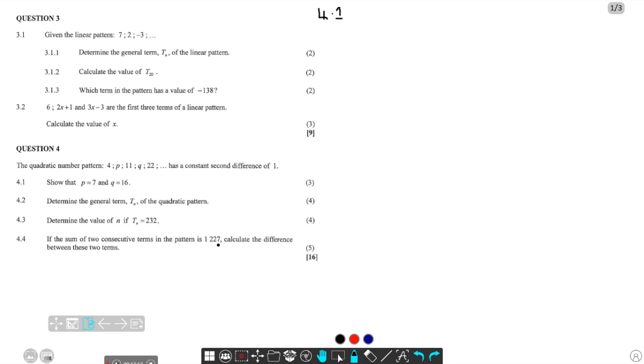So first things first, write down your number pattern. Now guys, do not panic. Just follow the steps. What does the first step say? Find your first difference. That's what we're going to do now.